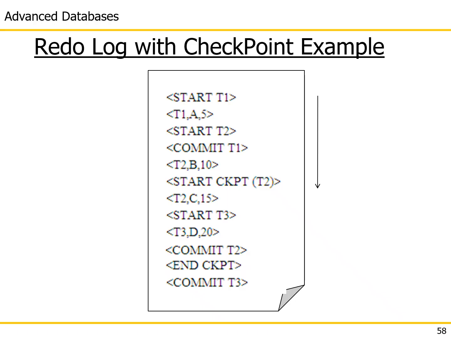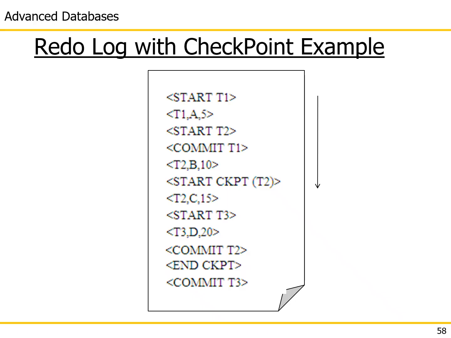Now, you see what's happening afterwards. T2 is doing something to C and the new value is 15. T3 starts, T3 is doing something to D, and then commit T2 comes. The buffer manager notifies the checkpoint thread that T2 has just completed, so it immediately writes in the log end checkpoint, and then it goes to sleep. And this is going to happen again after 10 minutes and after 10 minutes and so on.